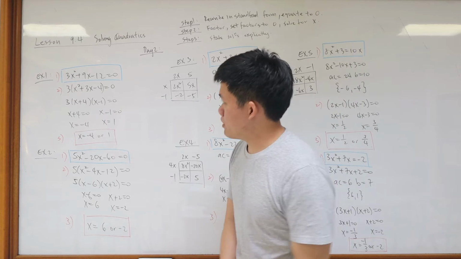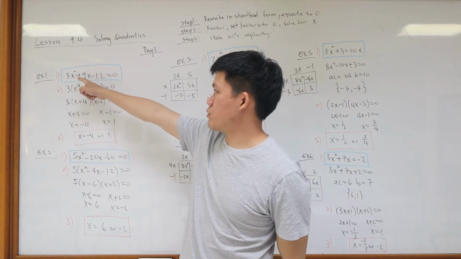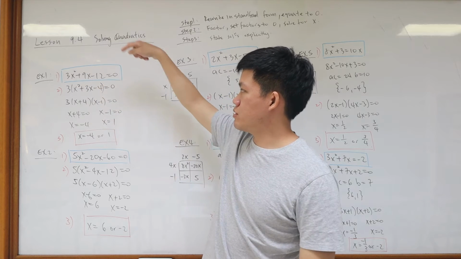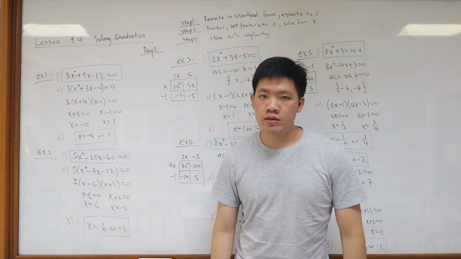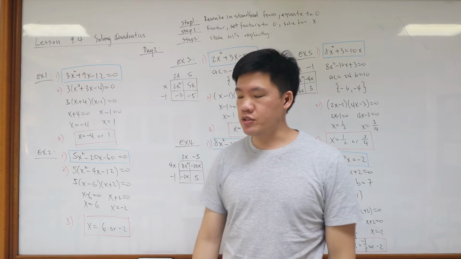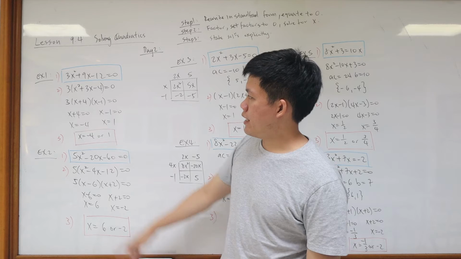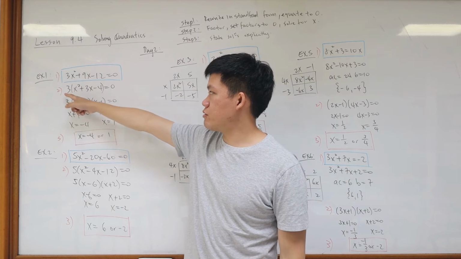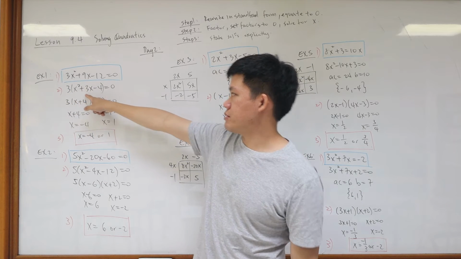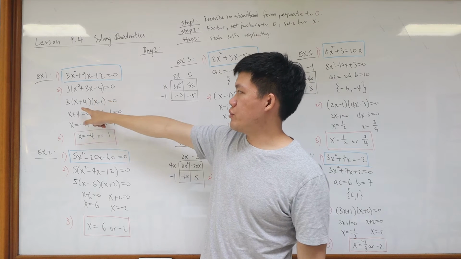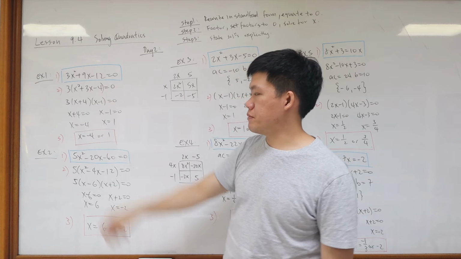Okay, so example number 1. The question is 3x squared plus 9x minus 12 is equal to 0. By default, when you factor, always look for the greatest common factor first. In this case, the greatest common factor is 3. So we factor the 3 out, and we have x squared plus 3x minus 4. If we factor that, we end up with (x plus 4)(x minus 1).